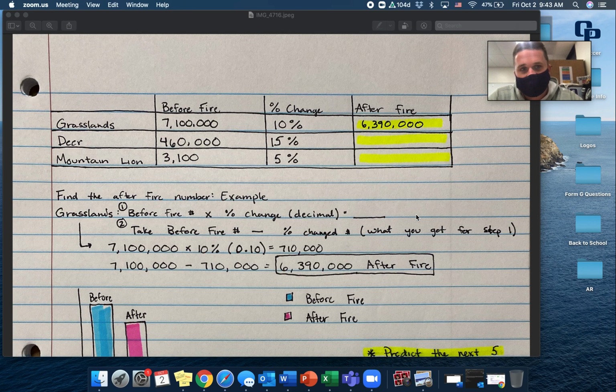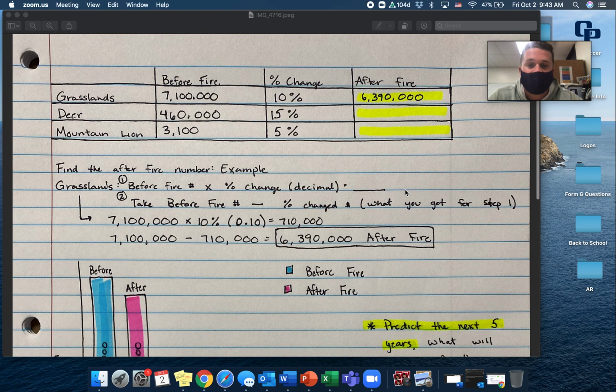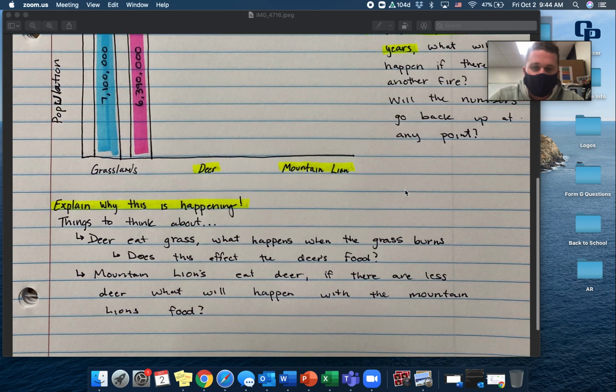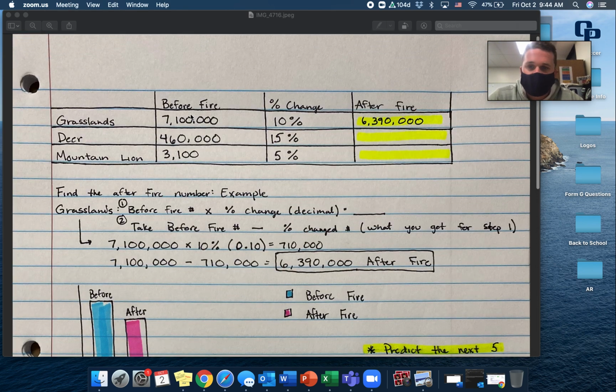So we found it easier if kids do this on paper. So this might be one where you just get out a piece of notebook paper and you can copy down exactly how I have it in here. I think that'll make it easy, okay? So what I want you to do first is start by making this table. The table is also in Canvas. So we have before fire numbers, percent change, and then this section that's highlighted is blank, and that's what we're going to fill in.